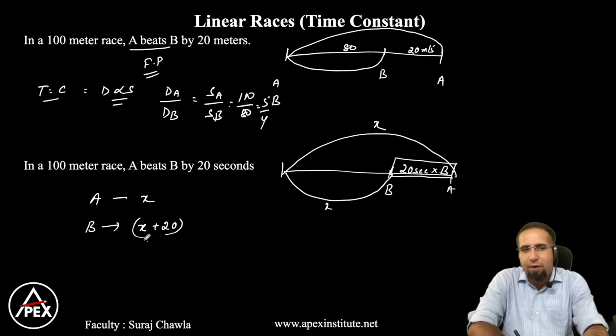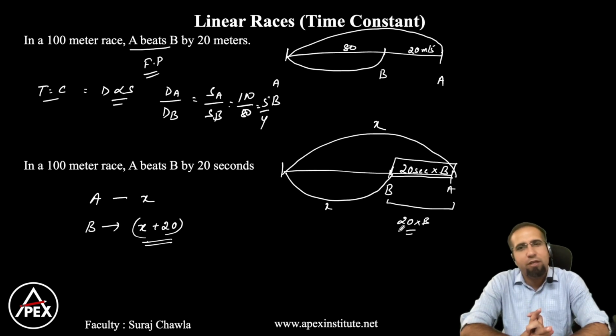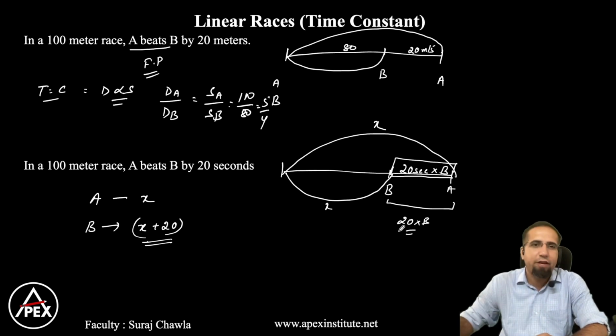So therefore, the total time taken by B becomes X plus 20 and the total time taken by A becomes X. If I'm commenting on the distance, I can say that this part of the distance is equal to 20 into B. Now these are the two generalized statements that we need to understand. Once we know this, we should be able to solve linear races very easily. Let's look at the questions.